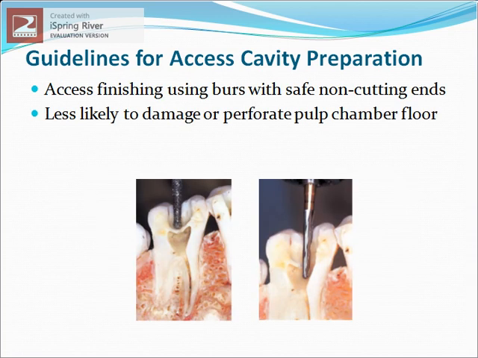Access finishing is best carried out by using burrs with safe non-cutting ends. The initial penetration into the pulp chamber is usually performed by using burrs with cutting ends, and in order to complete the access cavity preparation we will need to use burrs with non-cutting ends. The advantage of using these burrs is that they are less likely to damage or perforate the pulp chamber floor.